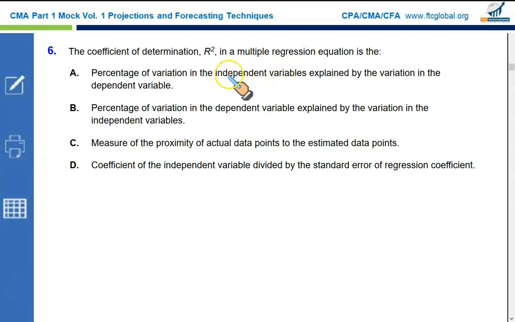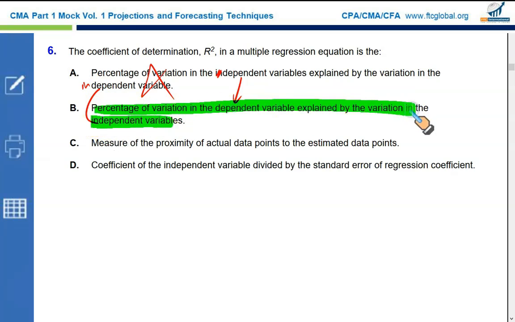If you just reverse dependent to independent, percentage of variation in the dependent variable explained by the variation in the independent variable, now this will make the statement correct. So right now this is not correct in its current form. Percentage of variation in the dependent variable explained by the variation in the independent variable. See, these are the changes we made above, so this is the right option.